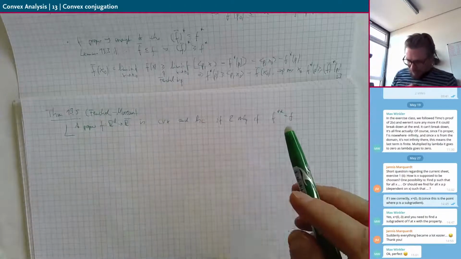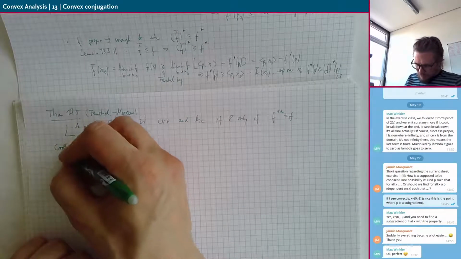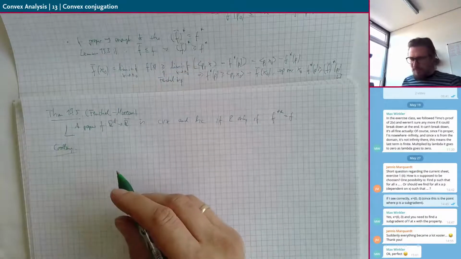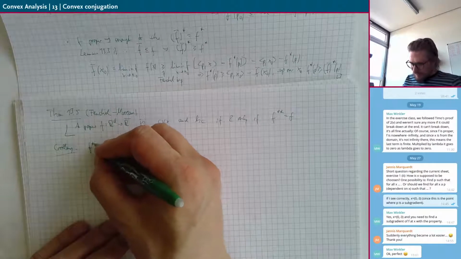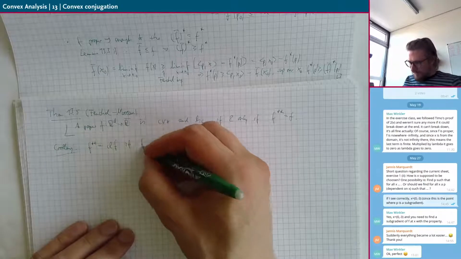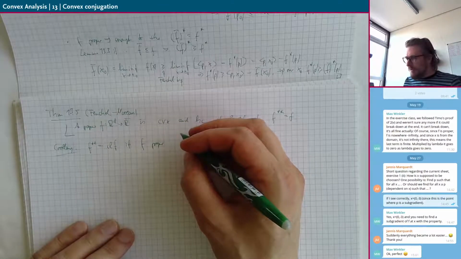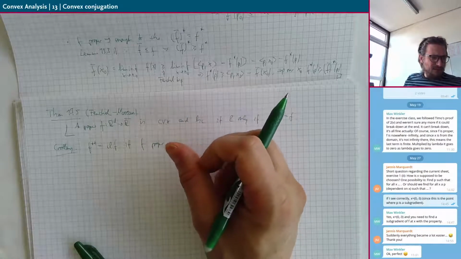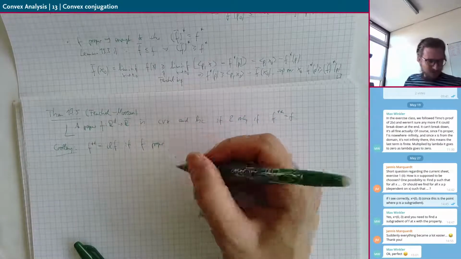Okay, so first maybe formulate this as a corollary from this theorem and the lemma 13.4: f star star is equal to the closure of f if f is proper and convex. Now convex would not make any sense. Yeah, if f is proper, that's enough.